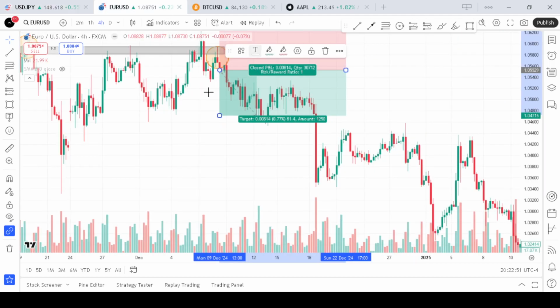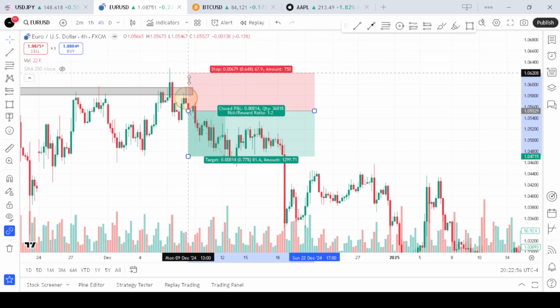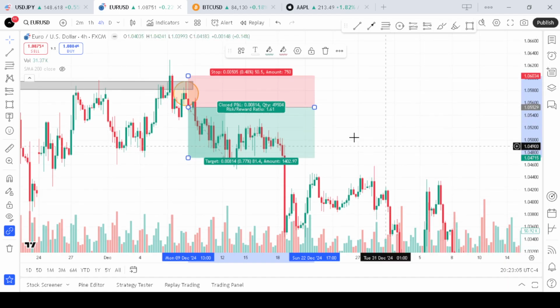While for a shooting star, you place it above the high of the shooting star. This confirms and reduces the risk of false signals.